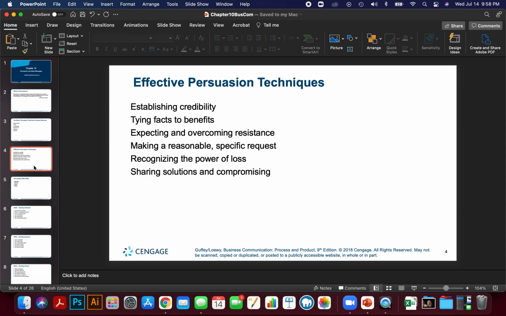So, when we're talking about those 6 basic principles, and we're trying to apply them to persuasion and writing, there's a couple of techniques that we use. Some of the effective persuasion techniques that we use, especially when we're writing, is establishing our credibility. Think about that. Think about establishing credibility, trying to convince somebody to do something. Obviously, you want to establish your credibility.